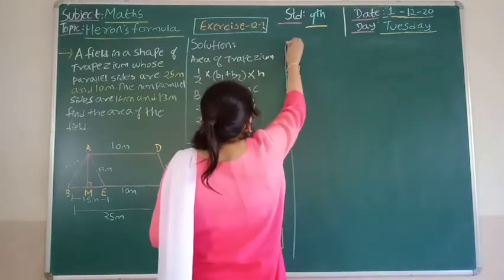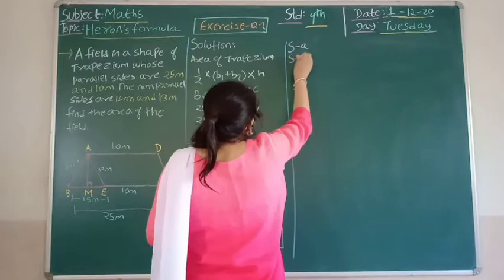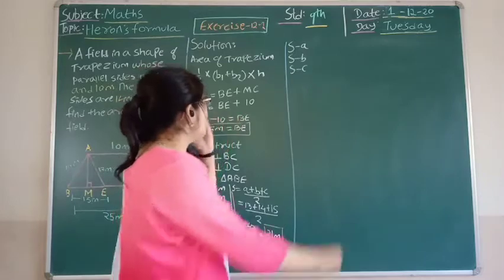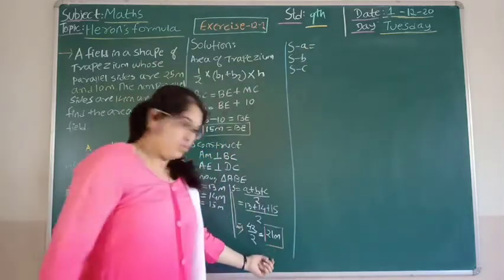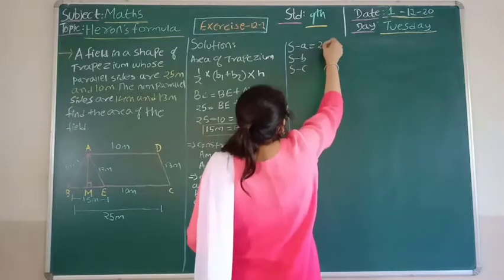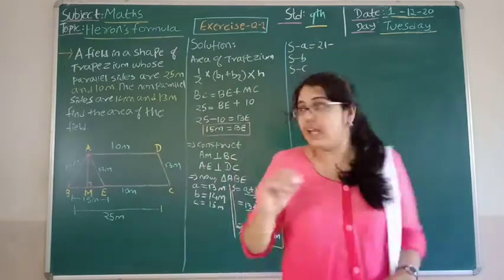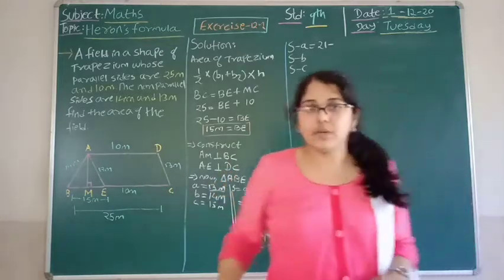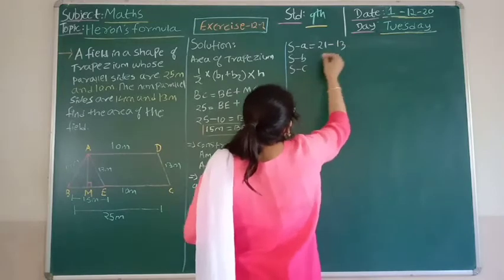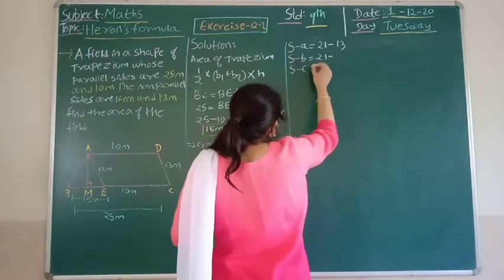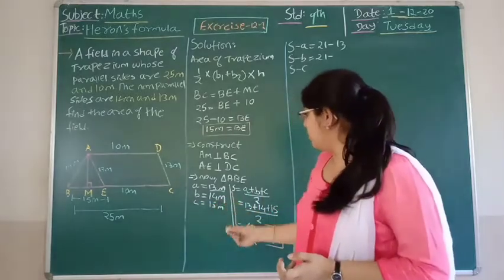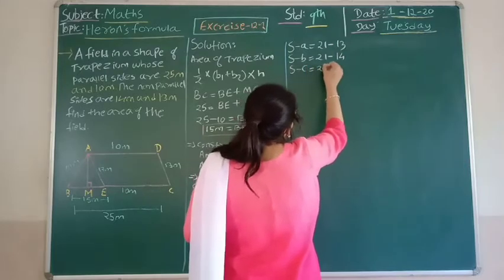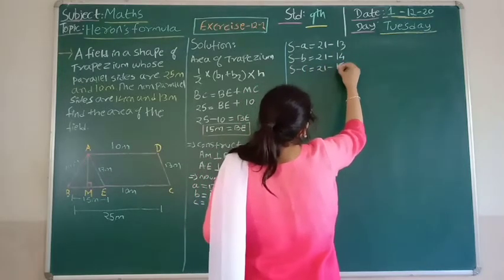S minus A, S minus B, S minus C. So S minus A is nothing but semi-perimeter 21 minus A, which is 30. Next, calculate S minus B. This S minus B is equal to 14. I think over here 14. And simultaneously 21 minus 15, that will be S minus C.